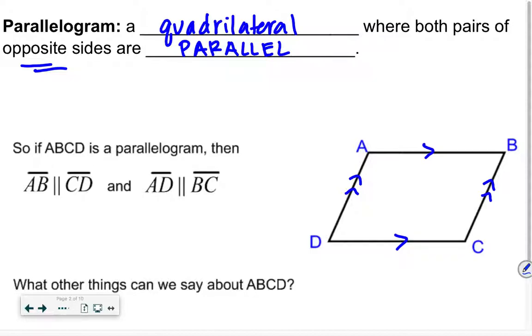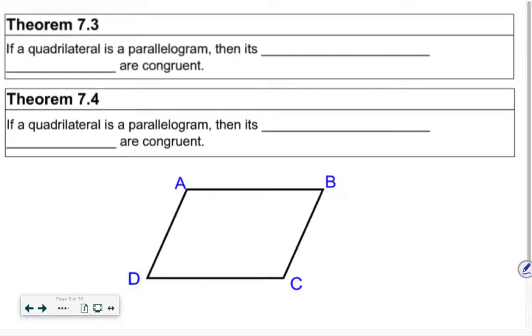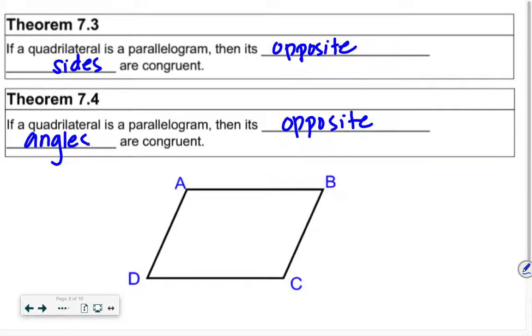Now, along with the opposite sides being parallel, the opposite sides are also congruent to each other. So they're always going to be the same length. So if a quadrilateral is a parallelogram, then its opposite sides are also congruent to each other, not just parallel. And then if it's a parallelogram, then its opposite angles are also congruent. It sounds like a lot of information, but really most of it is kind of common sense.